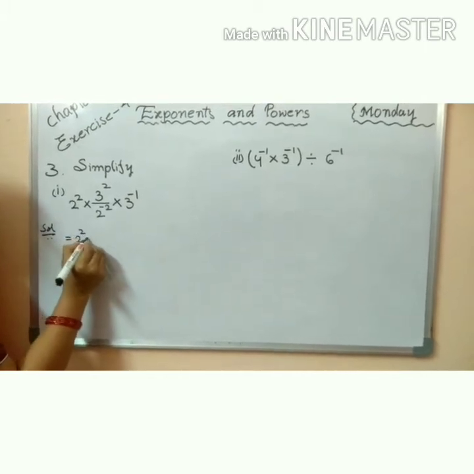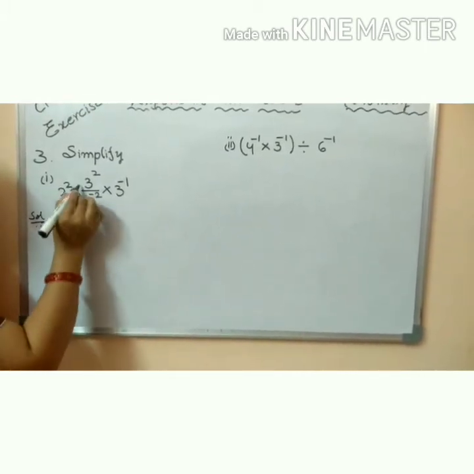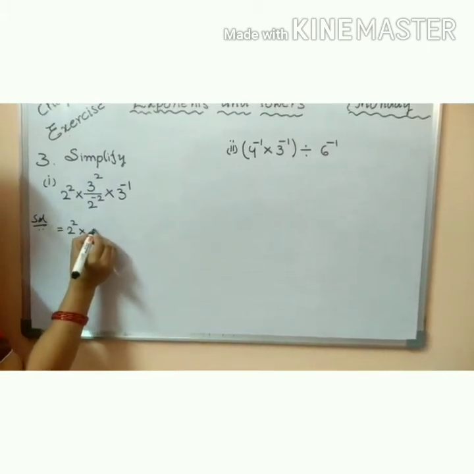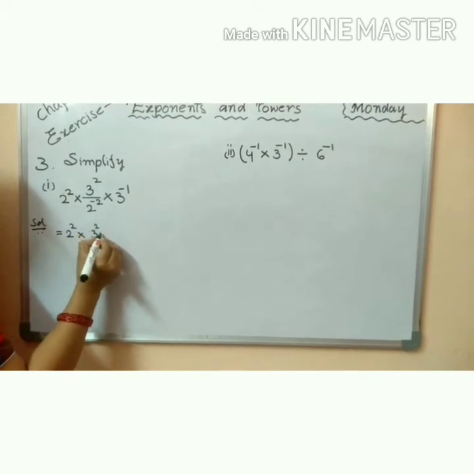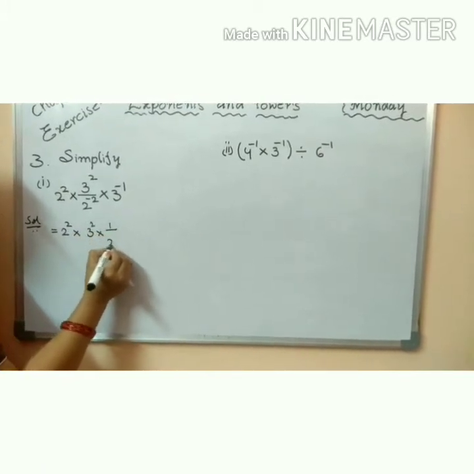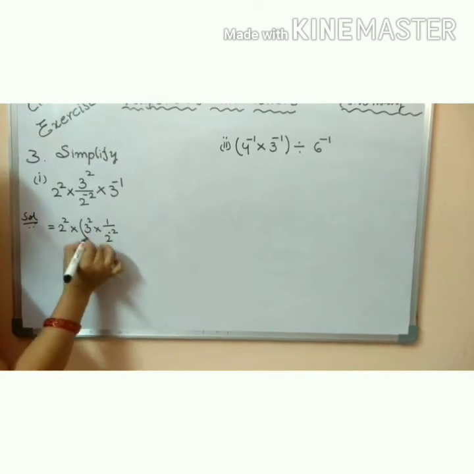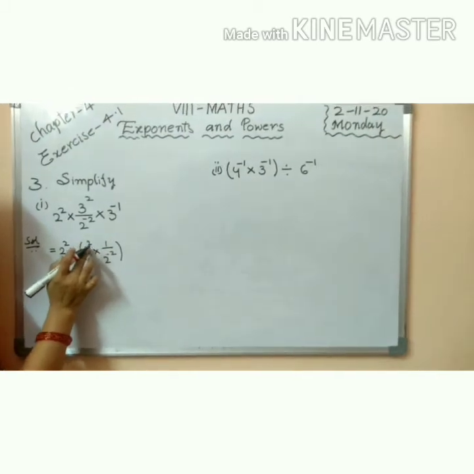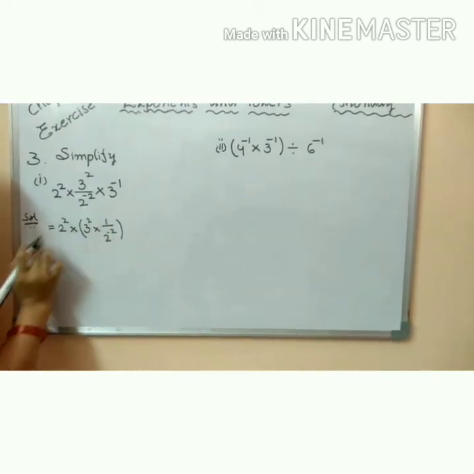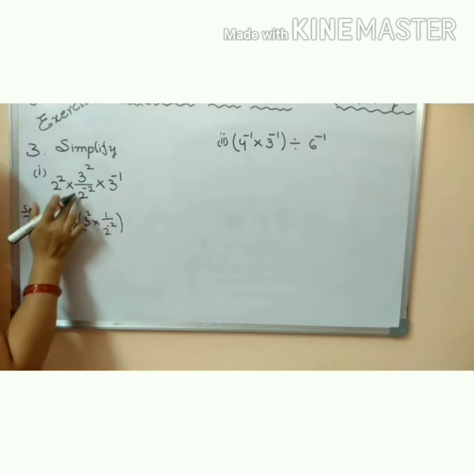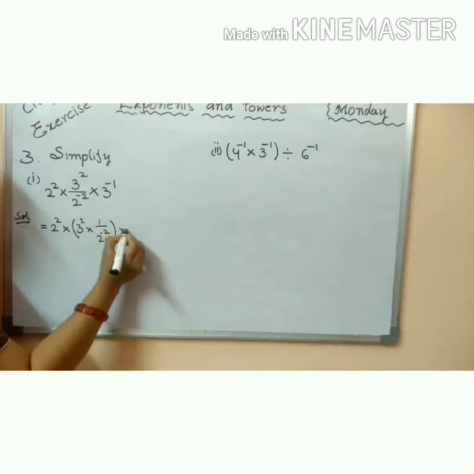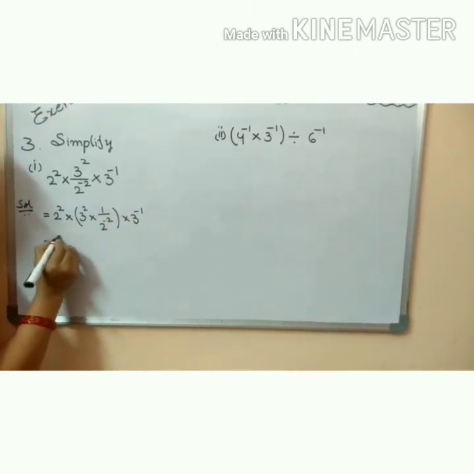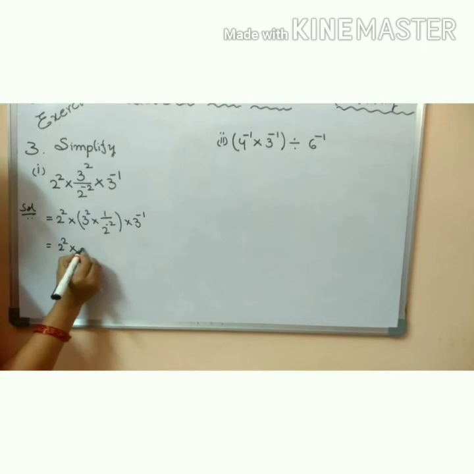2 power 2 into, divide the formula. So here 3 power 2 into 1 by 2 power minus 2. Here, did you understand? 3 square into 1 by 2 power minus 2. Okay, it means a power m by b power m into 3 power minus 1. Here write 2 power 2 into 3 square.